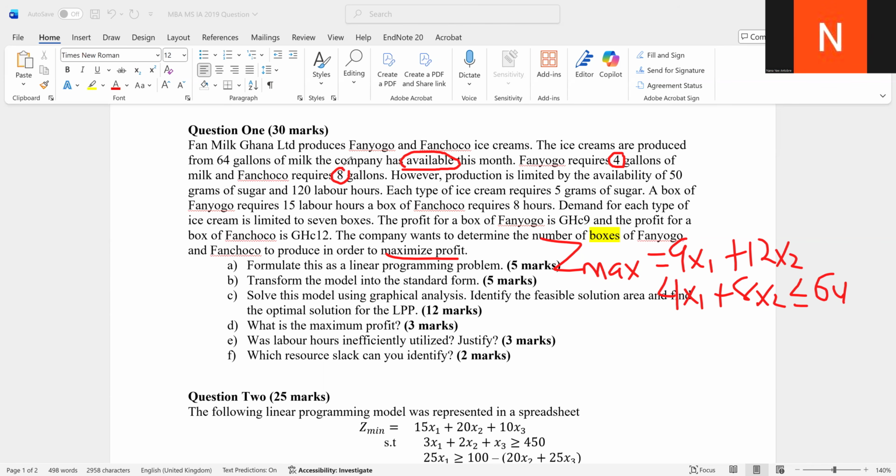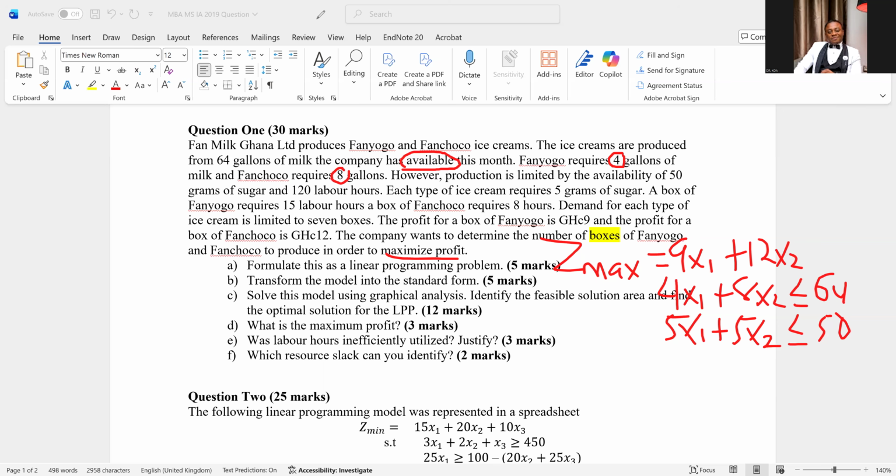The second one is the grams of sugar they are constrained by. Good. So sugar constraint. How do you craft that? So that will be 5x1 plus 5x2 less than or equal to 50. Why less than or equal to 50? Because the amount available is 50, which means that we can only use 50 or less. Good.